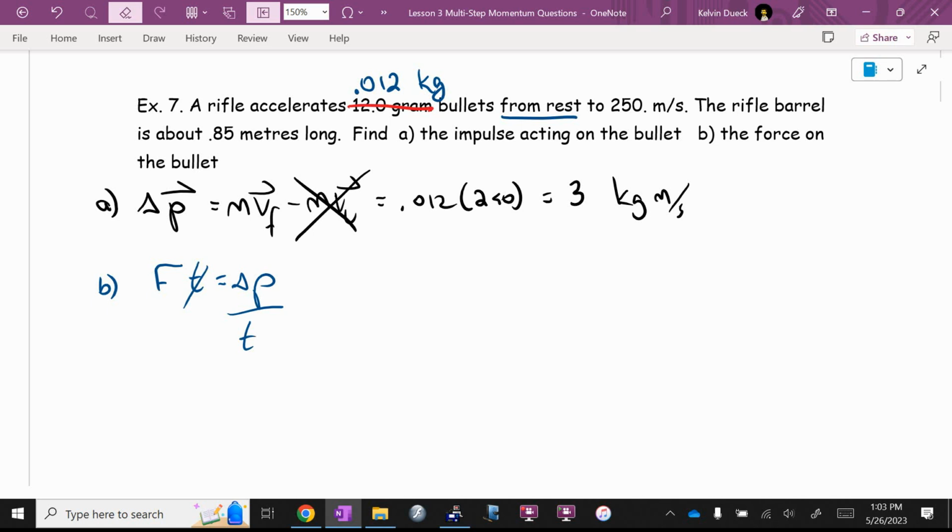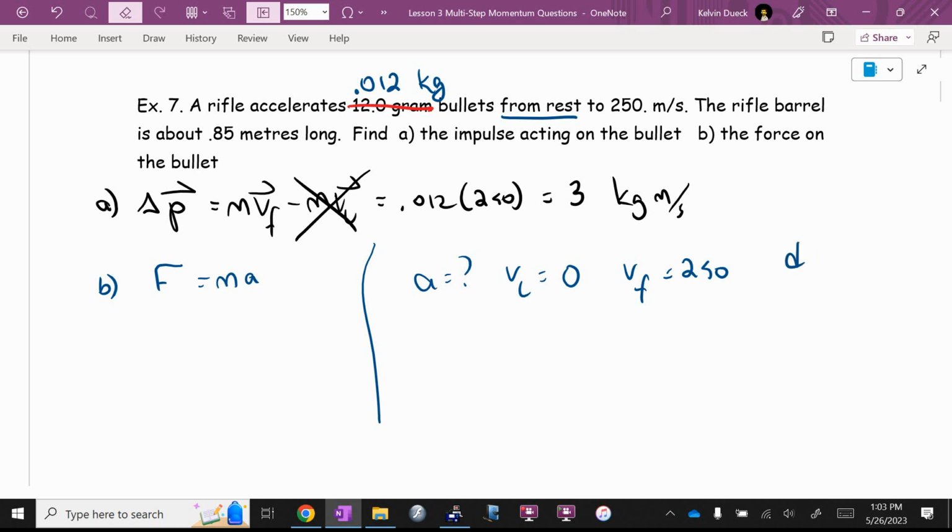You know what? Here, what else did they give me that I haven't used yet? I think here I'm going to write this down, F equals ma. So it's not always faster to use the impulse equation. Sometimes F equals ma is our method of choice. Because now I would say, okay, a equals question mark. What was VI? What was VF? What was d? And I think it's positive because it's moving forwards through the barrel.